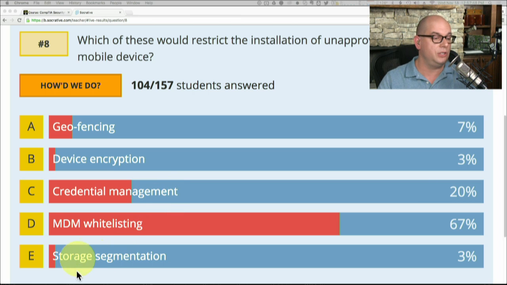And storage segmentation is useful, especially on mobile devices. So one part of the device would be for work. Another part of the same device might be for your normal use, but that doesn't stop you from installing applications. The only way to do that is by whitelisting the apps through a mobile device manager.